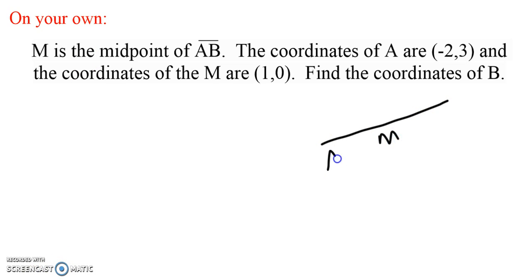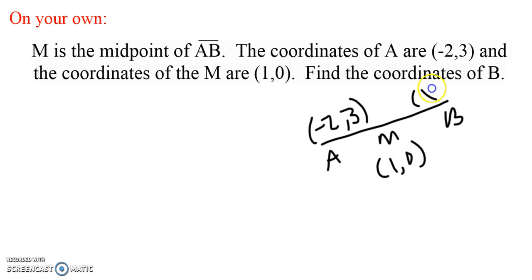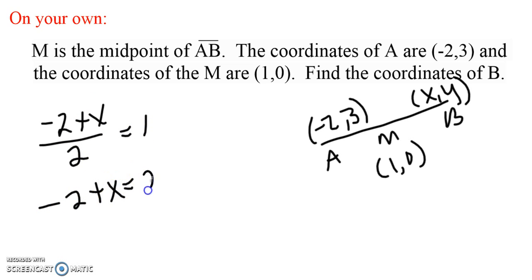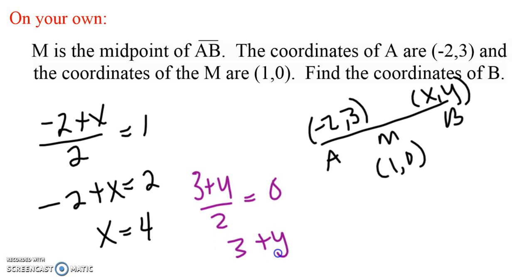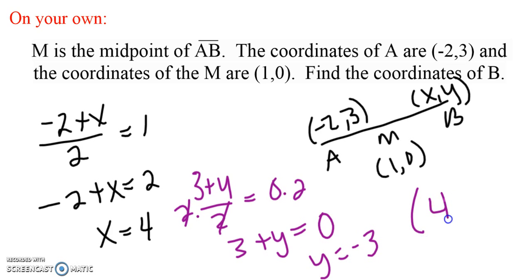M is the midpoint of AB. I have A is (-2, 3). M, which is your midpoint, is (1, 0), and B is what we're trying to find, (x, y). So the midpoint 1 must be the average of your x's, so that's what it means to average something: (-2 plus x) over 2 equals 1, -2 plus x equals 2, x equals 4. Then I'm going to do the y's, which is 3 plus y over 2, that's the average, has to equal 0. 3 plus y equals, when I multiply by 2, 0, and y equals negative 3. So my answer is (4, -3).